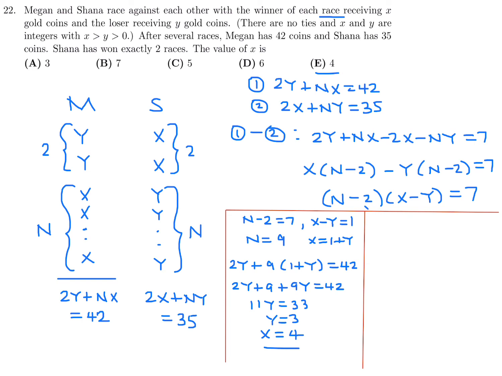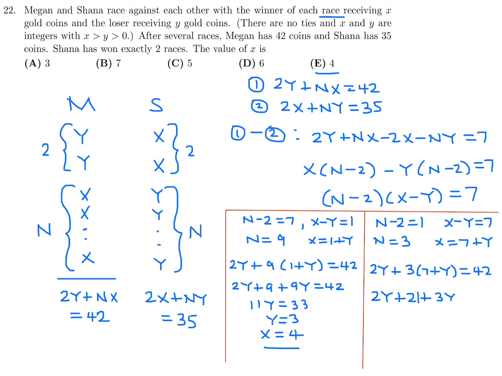The other scenario was when n minus 2 is equal to 1 and x minus y is equal to 7. If n minus 2 is equal to 1, that means n is 3, and x is equal to 7 plus y. Again, let's substitute it back to see what answers we get. It'd be 2y plus 3x, which is 7 plus y, is equal to 42. 2y plus 21 plus 3y is 42. 5y is equal to 21, and therefore y is equal to 21 over 5.